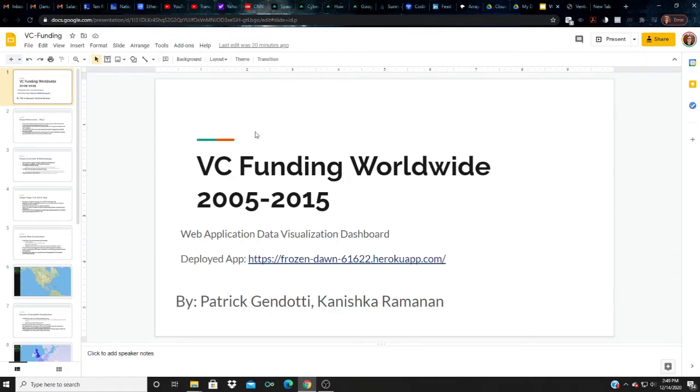Kanishka Ramanan. It is just a good way of providing some structure to this kind of demo and some background information that you might not otherwise get. So anyways, the project is VC funding worldwide between 2005 and 2015, and it is a data visualization dashboard that is available on Heroku. The deployed app is available at this URL.